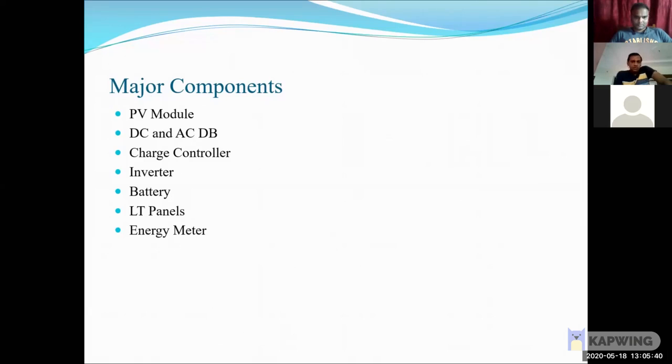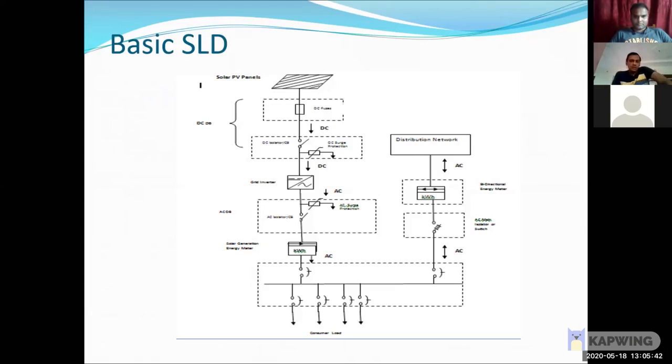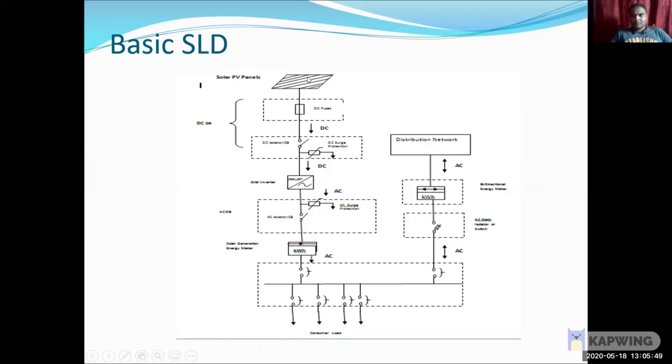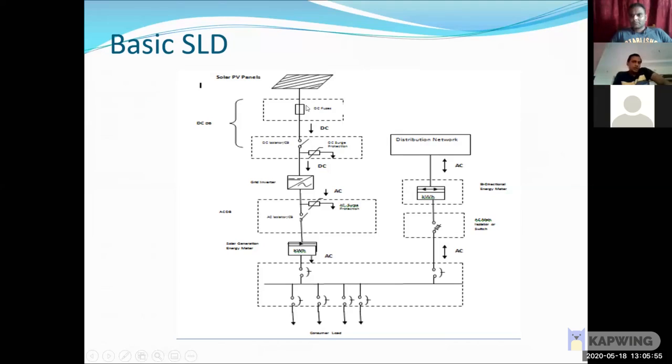So this is the basic single line diagram. If you see, the first component is the solar DC panels. These are the modules. It's a silicon type. At the output of these modules, we have a small junction box behind each module. What is there in that junction box?